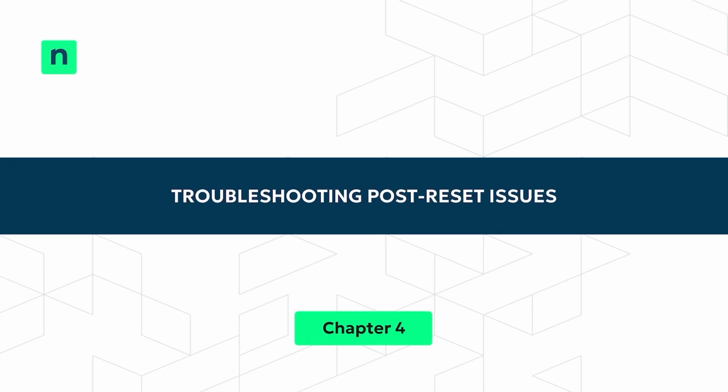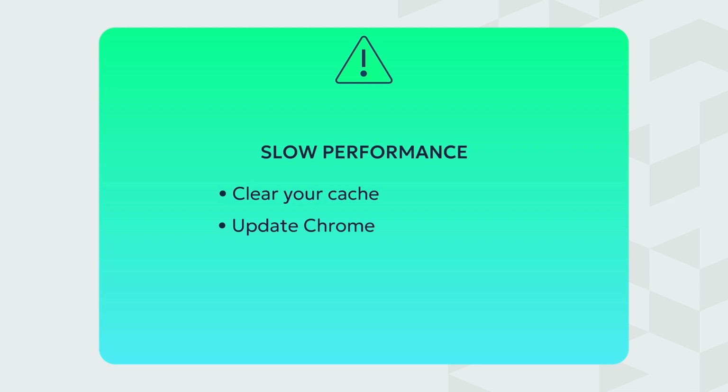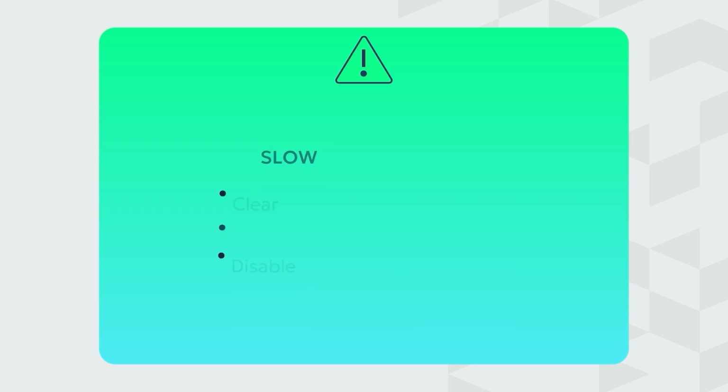Troubleshooting post-reset issues. While resetting Chrome resolves many issues, you might encounter further challenges in the process. If you're experiencing slow performance on your browser, clear your cache, update Chrome, or disable unnecessary extensions. If you notice some compatibility issues while using a Chrome extension, try reinstalling it or updating it.